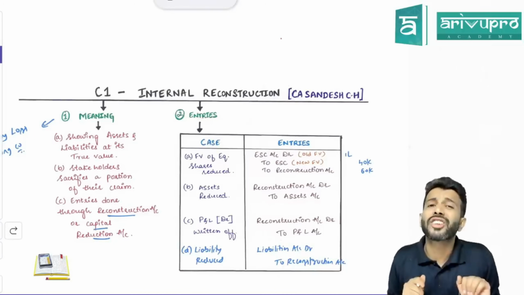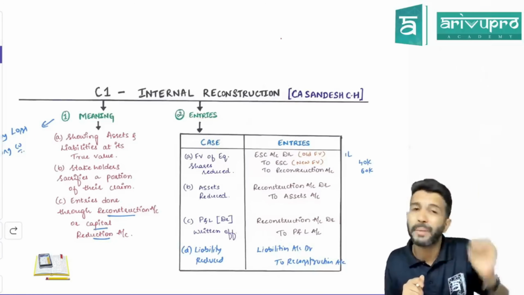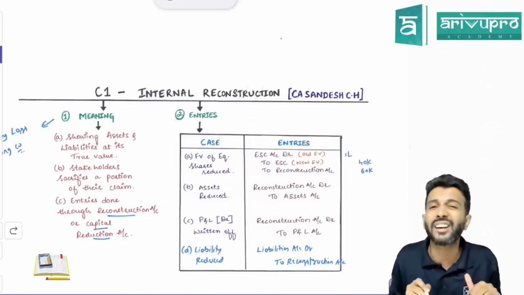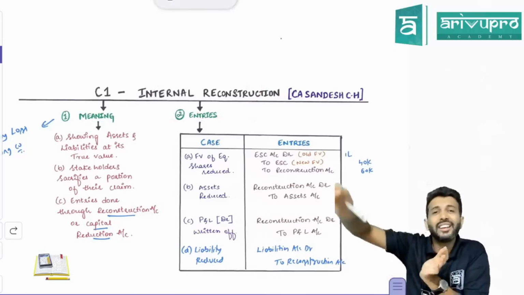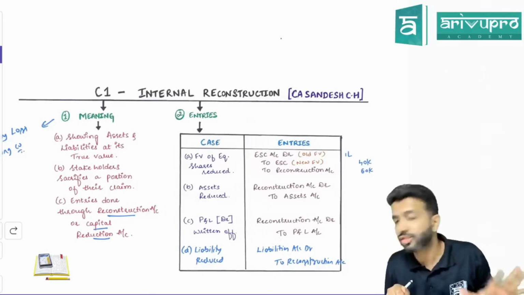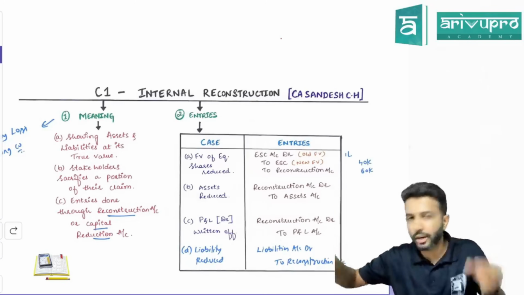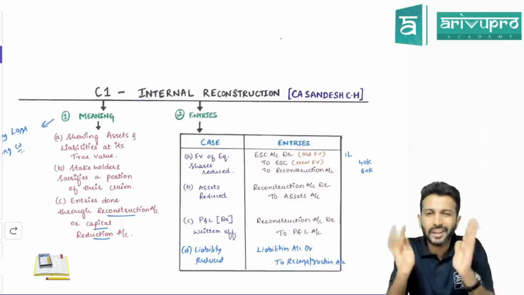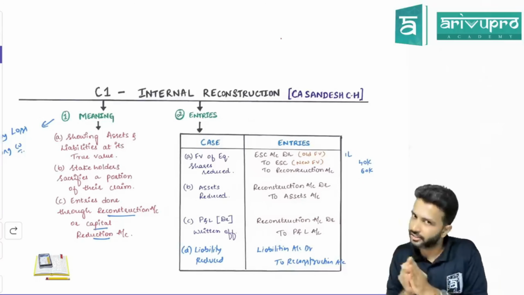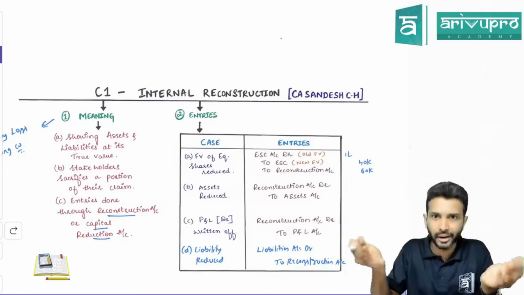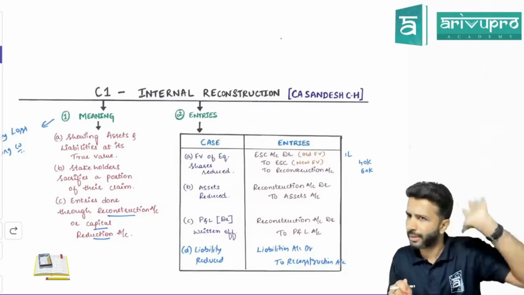So internal reconstruction is generally done by the loss-making company. The company that is suffering losses generally does this activity called internal reconstruction. Meaning, internally they are trying to work out something so that they go from a loss-making scenario to a no profit, no loss scenario, or a little profit-making scenario. It is not compulsory only for loss-making companies; it could be done by anybody, but generally it is done by a loss-making company.